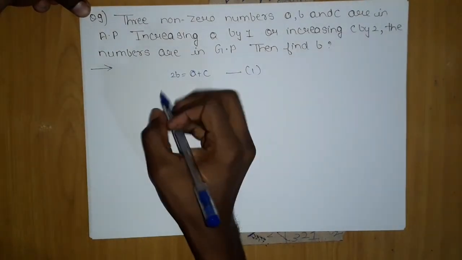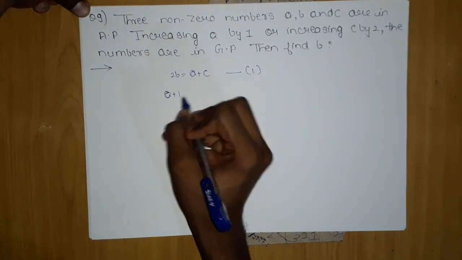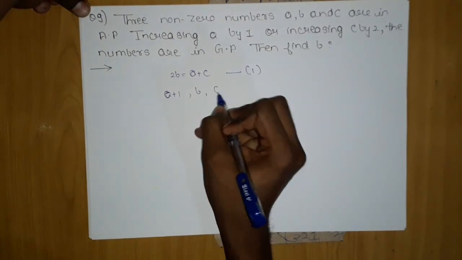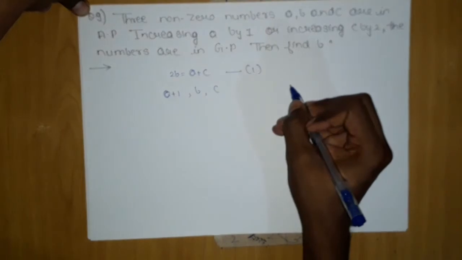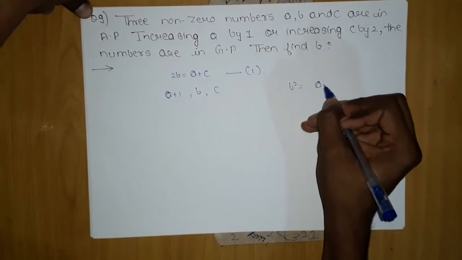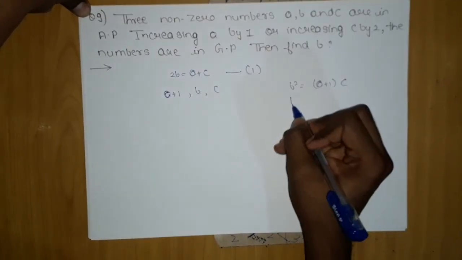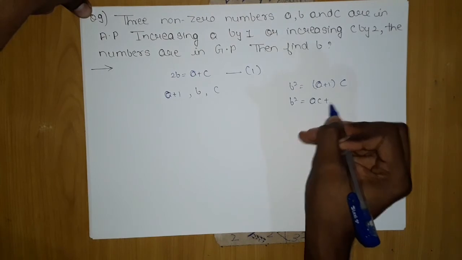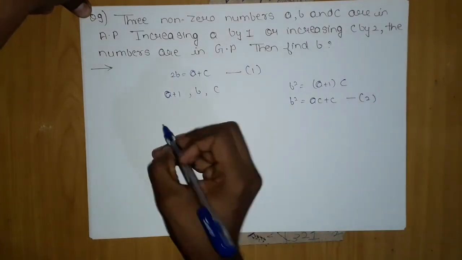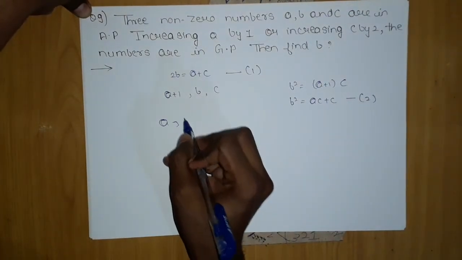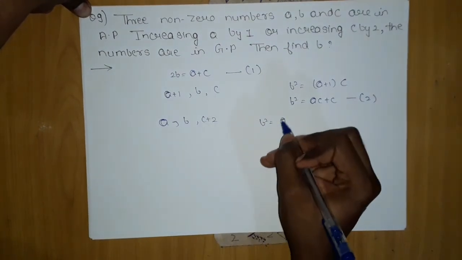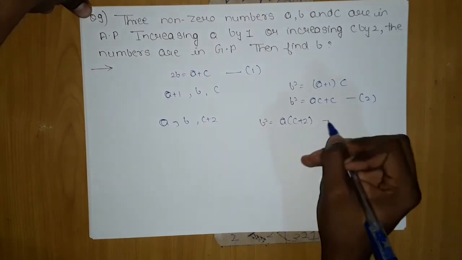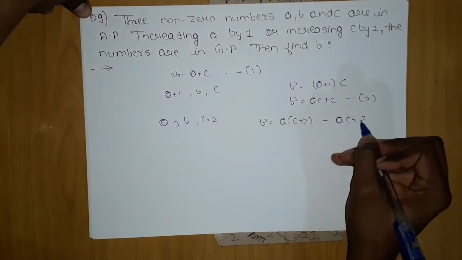Now if a plus 1, b, c are in GP, then b square should be nothing but (a plus 1) into c, which gives b square equals ac plus c. Let me take it as 2. Now again a, b, c plus 2 are in GP, so here I get b square equal to a into (c plus 2), which gives ac plus 2a.